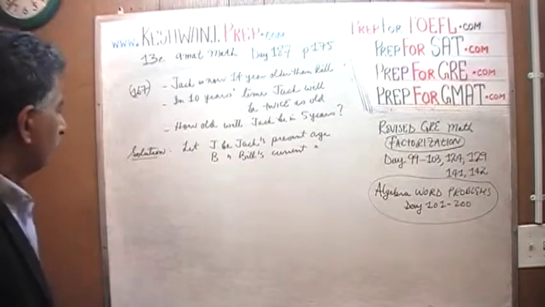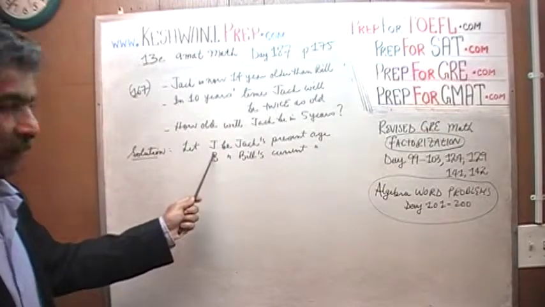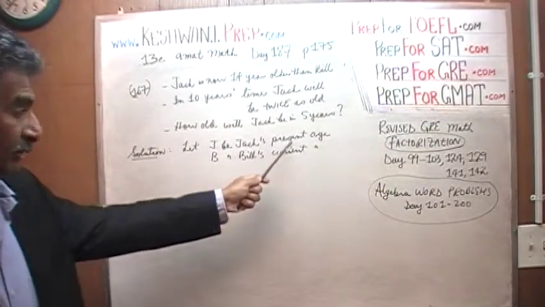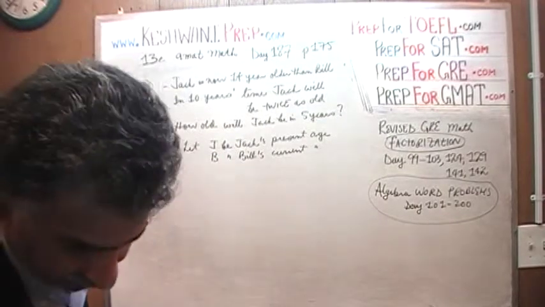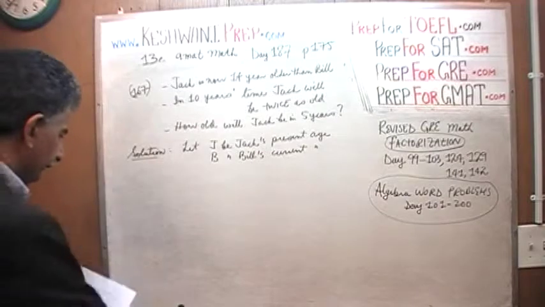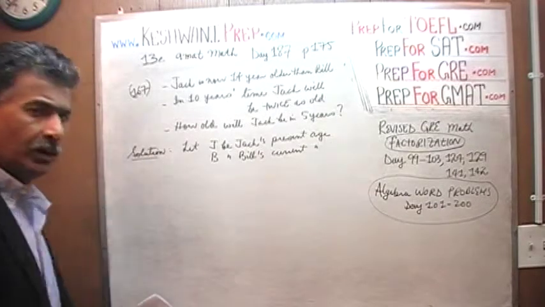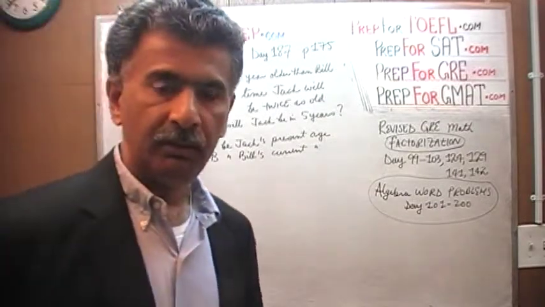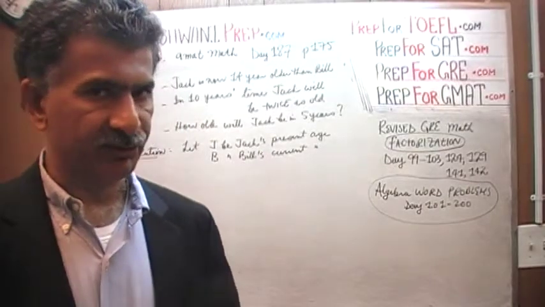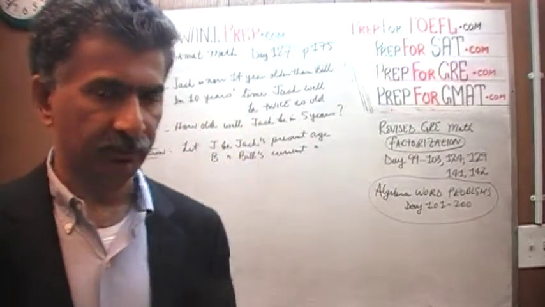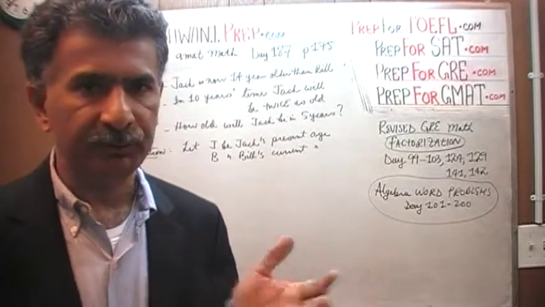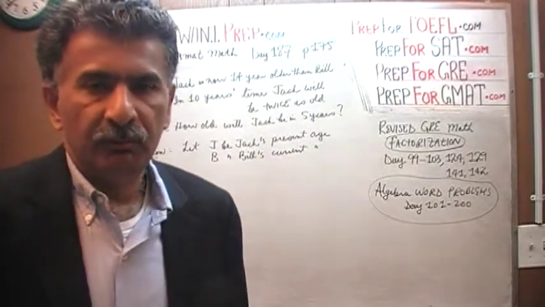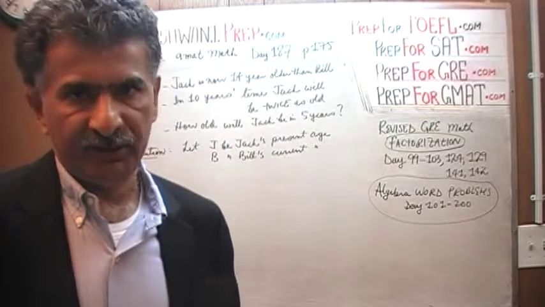Let's start. We're going to let letter J represent Jack's present age. We're going to use letter B to represent Bill's present age. Let's see what happens. There are two unknowns here, Jack's age and Bill's age. There are two unknown variables, which means we need two independent equations. That's all it is. We just have to find the two equations. Once we have the two equations, the rest is downhill.